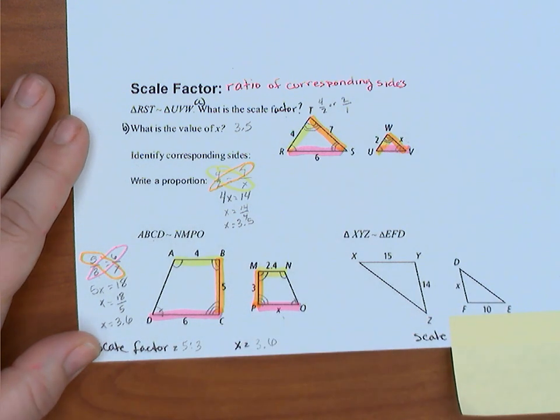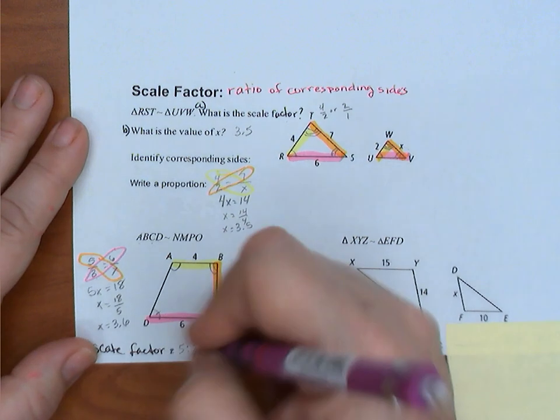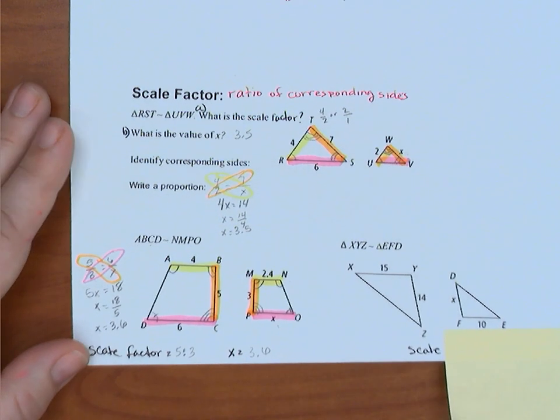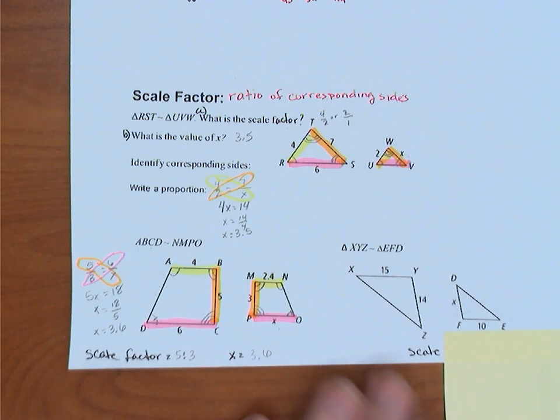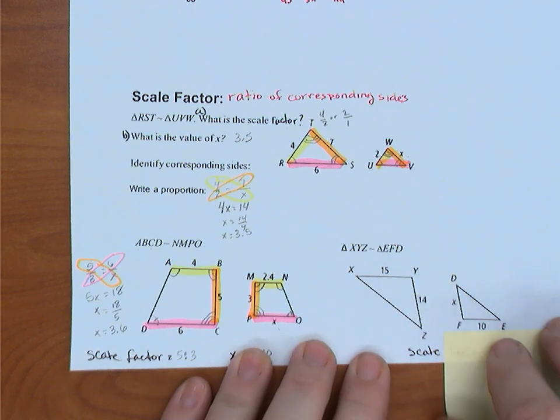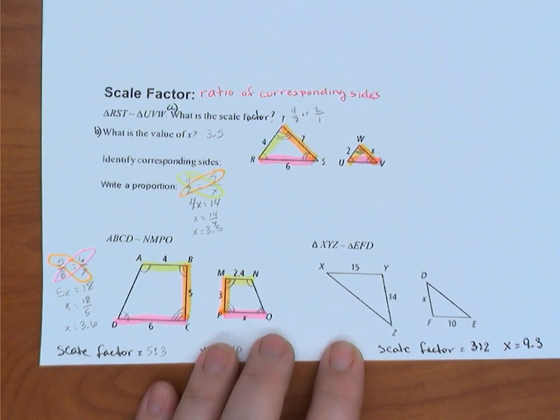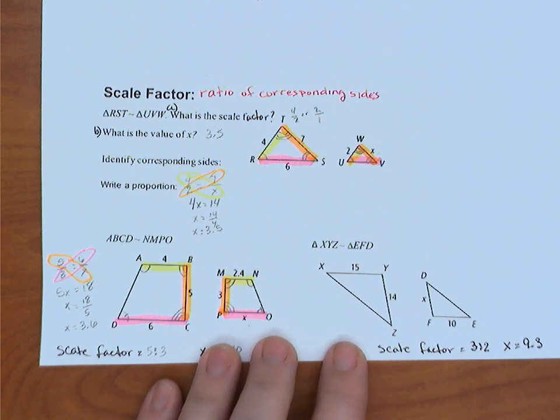5 to 3, depends on how you want to write it. Remember, there's 3 different ways. So any of those work. Okay, give this one a try. Did you get that? If not, ask me some questions.